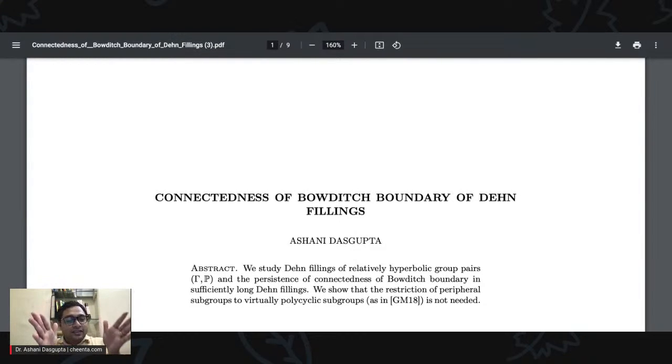We start with a relatively hyperbolic group pair, and then we specify a topological space. In this case, we specify a topological space called the Bowditch boundary, on which the group has a very nice action, an action that tells us more about the group theoretic properties of the group.